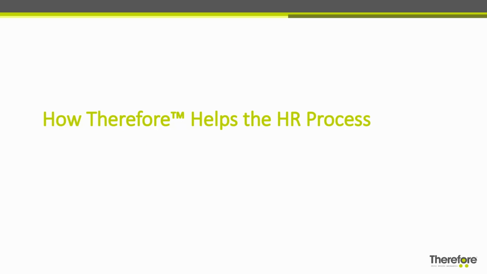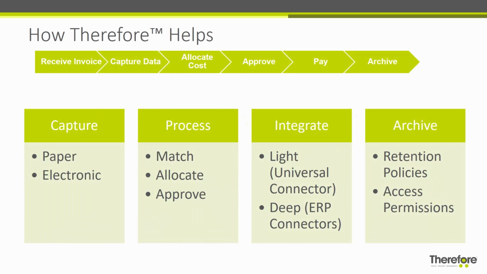So now that we understand the background and context of automating AP processes, let's take a look specifically at how Therefore helps the AP process. So we know by now that we're using this 6-step process as an example in this case. We'll be looking at all of these steps in a demo of the Therefore software, which we're going to show you in a few minutes.